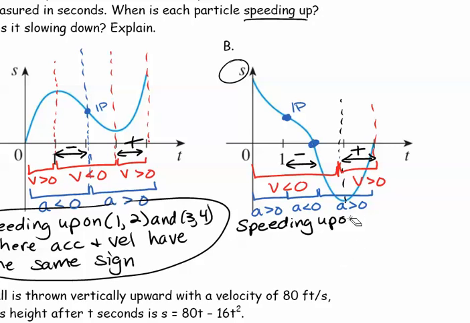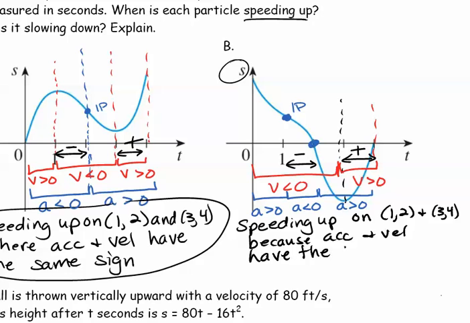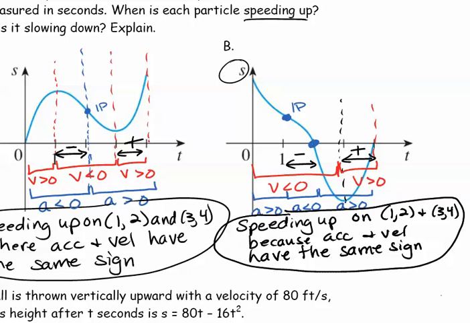It is speeding up on the interval from 1 to 2 and 3 to 4. Same reason, because acceleration and velocity have the same sign. So remember that you can be speeding up even when you are going backwards.